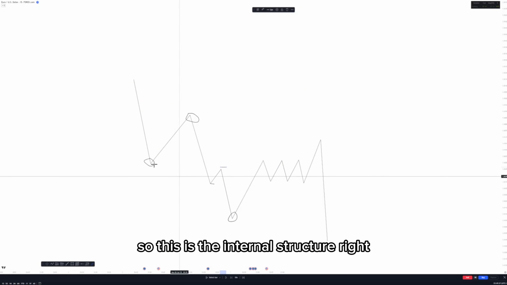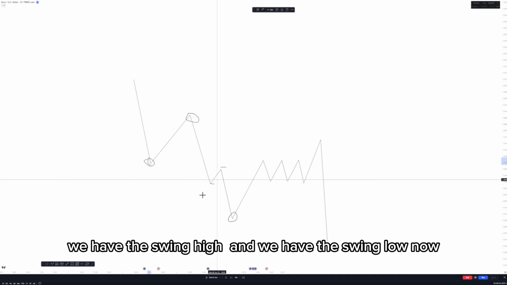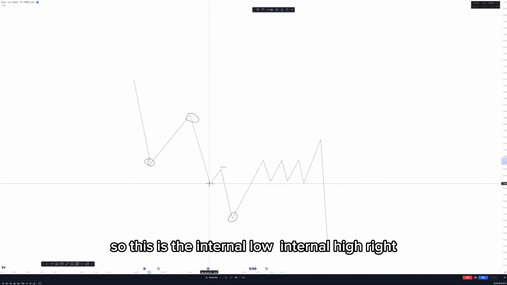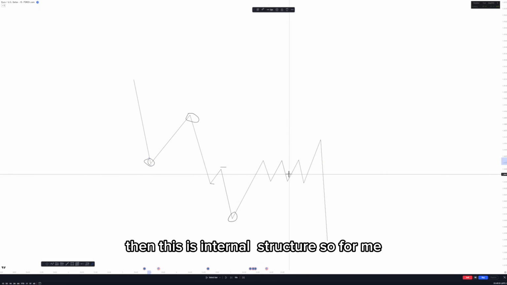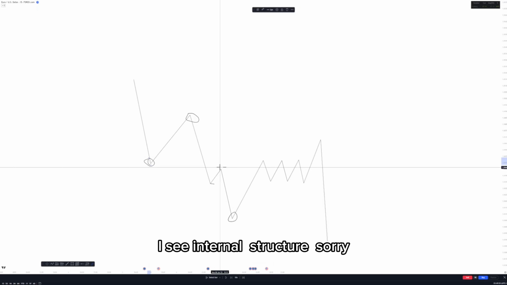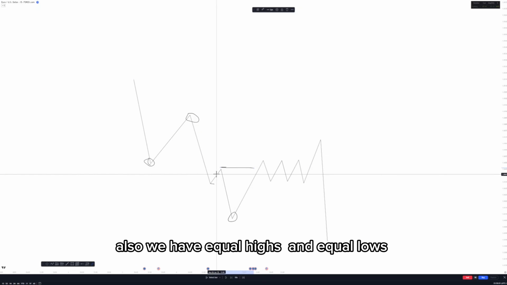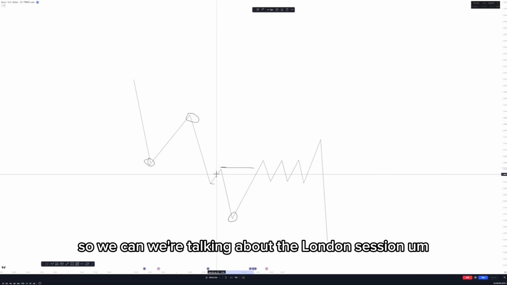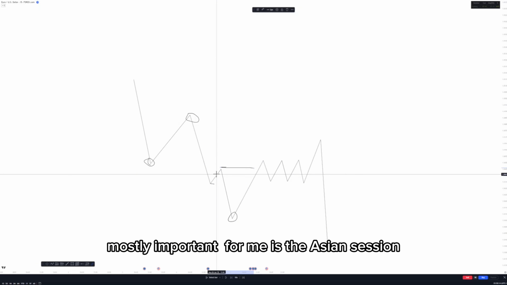So this is the internal structure. This is the swing structural low. We have the swing low, the swing high, and the swing low. Now this is an internal structure playing out. So this is the internal low, internal high. This is a swing low. Then this is internal structure. For me, I see internal structures as an area of liquidity. We also have equal highs and equal lows, and the most important area of liquidity for me is the session highs and lows. So we are talking about the London session, the New York session, and most important for me is the Asian session.